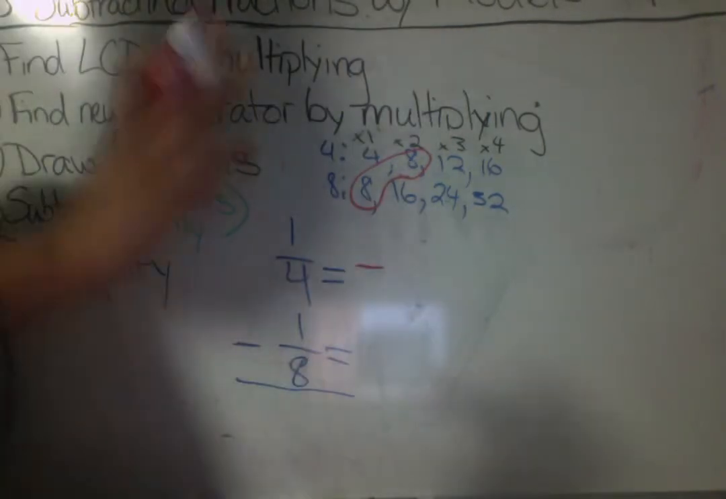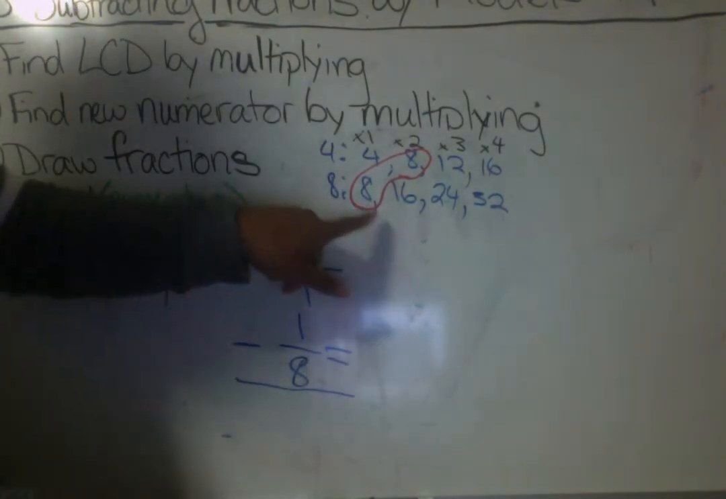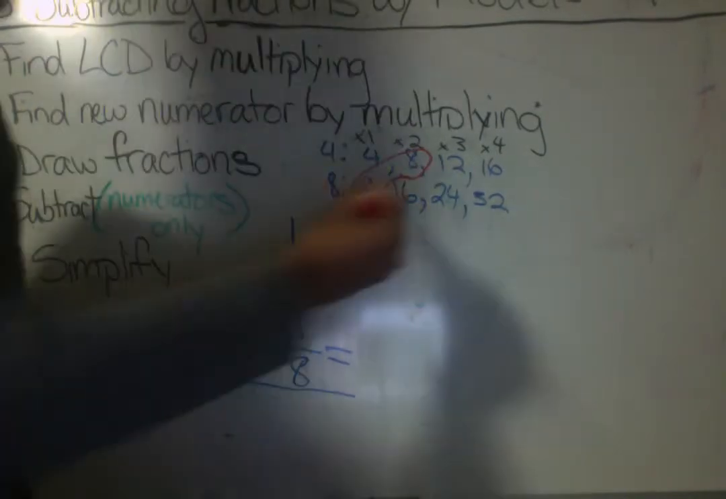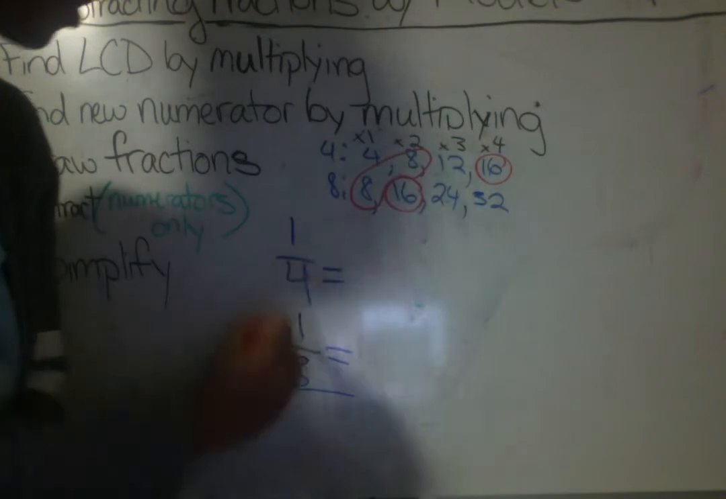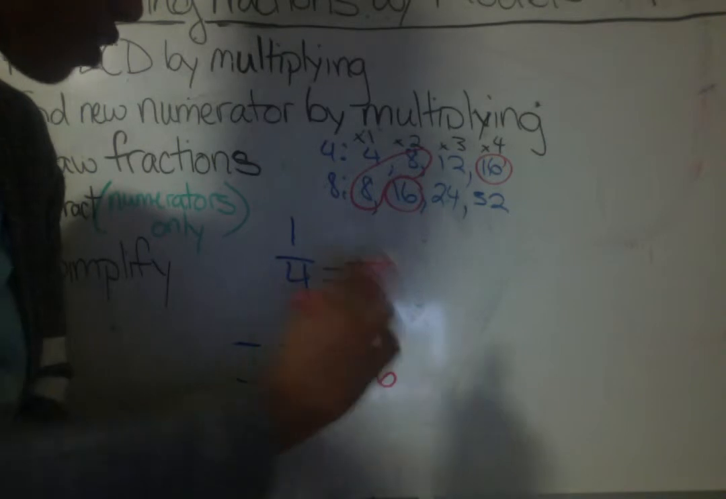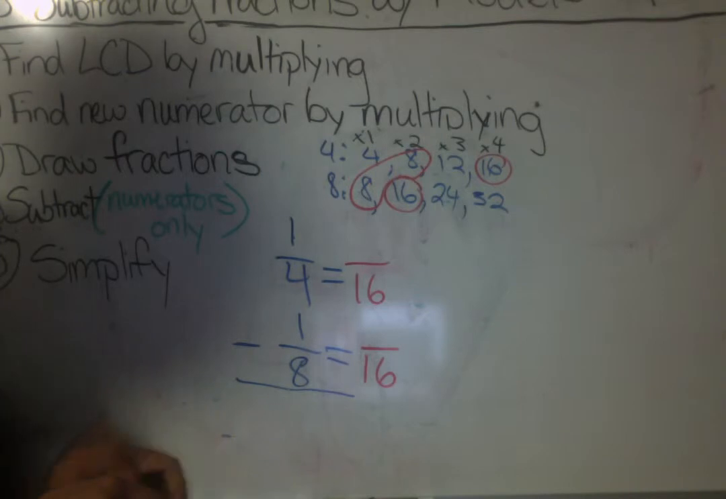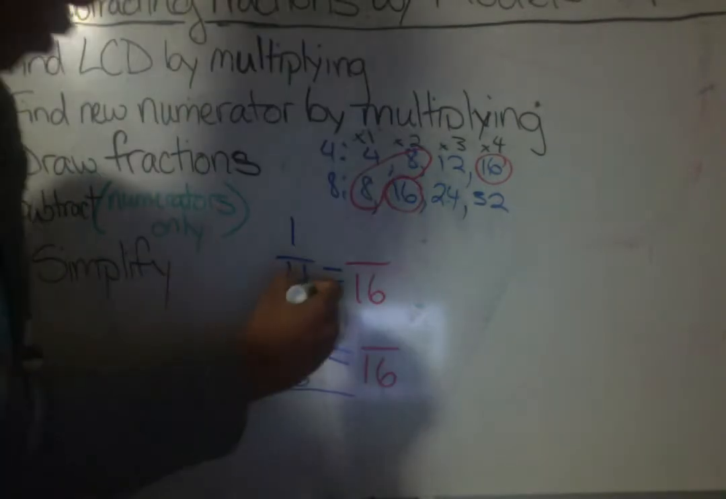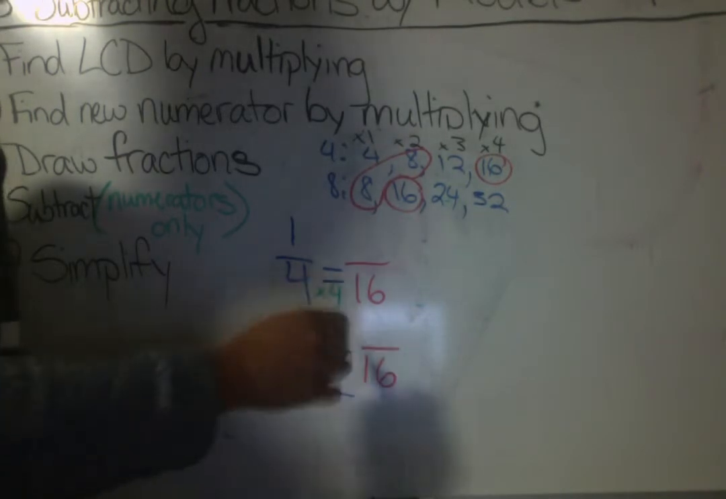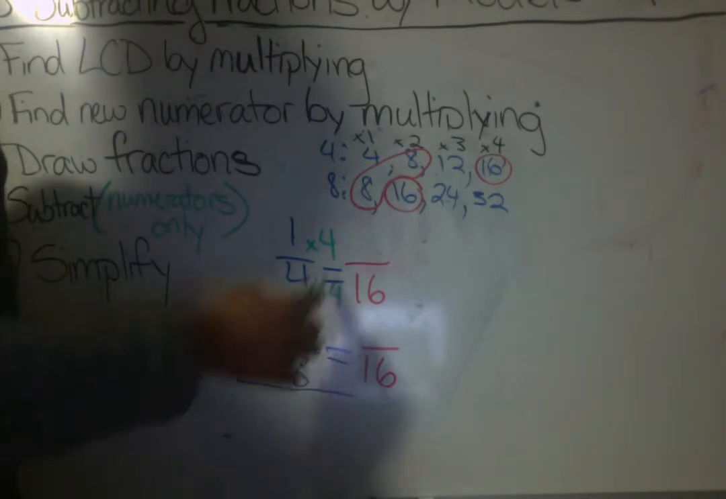Now, I want to show you something, because 8 is not the only number that I see. I also see a 16. So in this video, let's just say you picked 16 instead of 8. You didn't notice the 8 and you only saw the 16. Okay, fine, I'm going to use the 16. Now we have to figure out our new numerator. How did we jump from 4 to 16? 4 times what gives us 16? 4 times 4. Whatever I do to the bottom, I must do to the top.